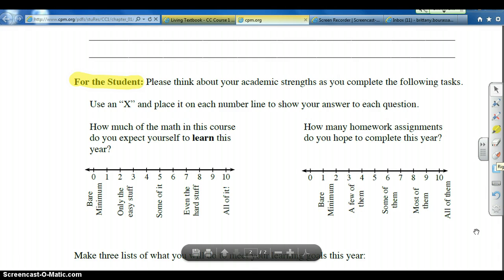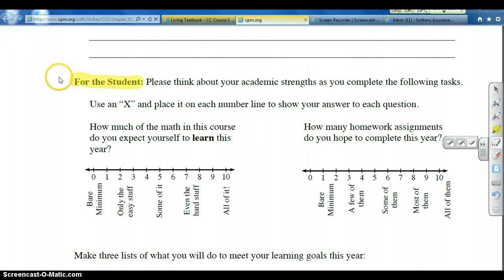The second question for you to give your rating for is, how many homework assignments do you hope to complete this year? If you hope to complete barely any, you're going to say 0, bare minimum. If you hope to complete all of them, you're going to say 10. So give yourself a rating at this time.